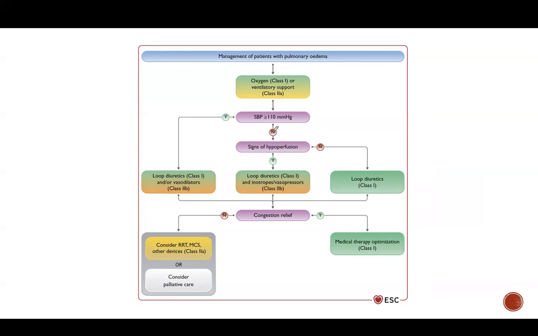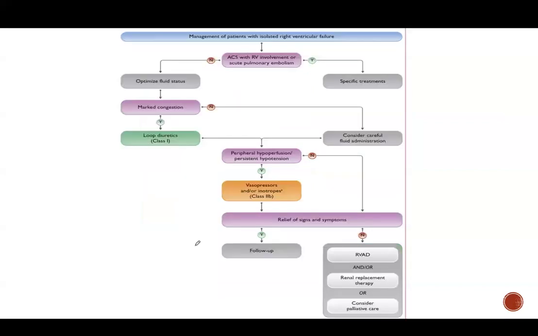Suppose the BP is not more than 110, then you should check if there are any signs of hypoperfusion. As I've already discussed, signs of hypoperfusion are altered mental status or decreased urination. If such features are there, then you should give loop diuretics, and along with that, you should start inotropes or vasopressors. Suppose congestion is relieved, then you will optimize the medical therapy. If it is not relieved, you should consider mechanical circulatory support and renal replacement therapy.